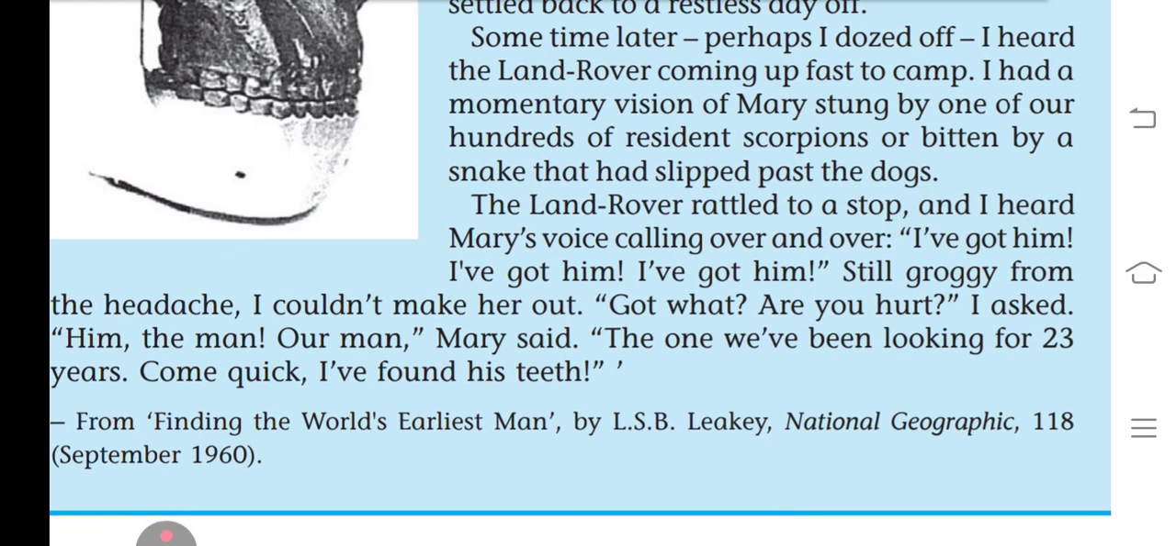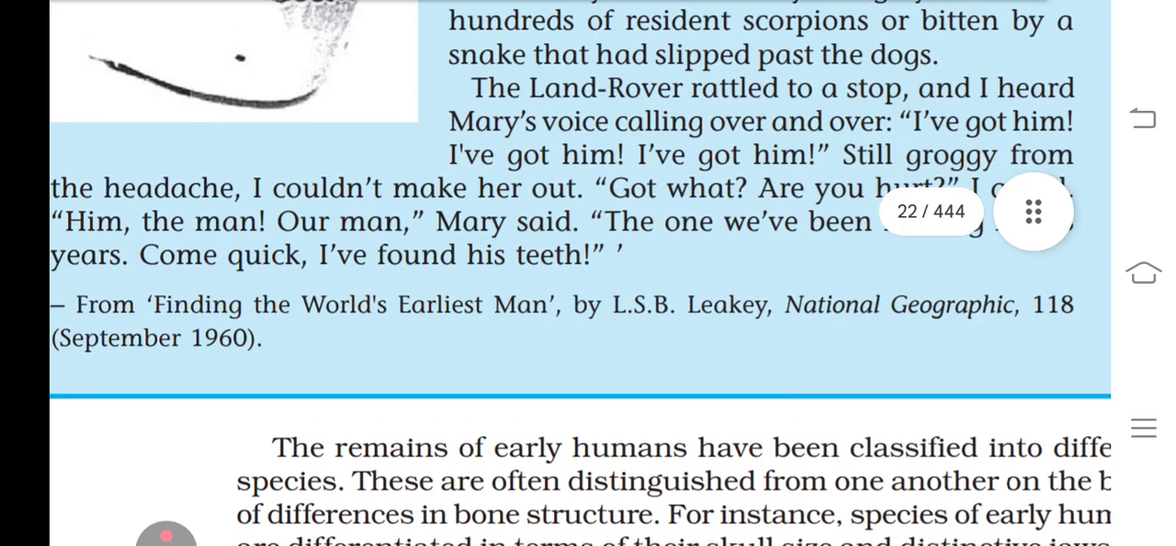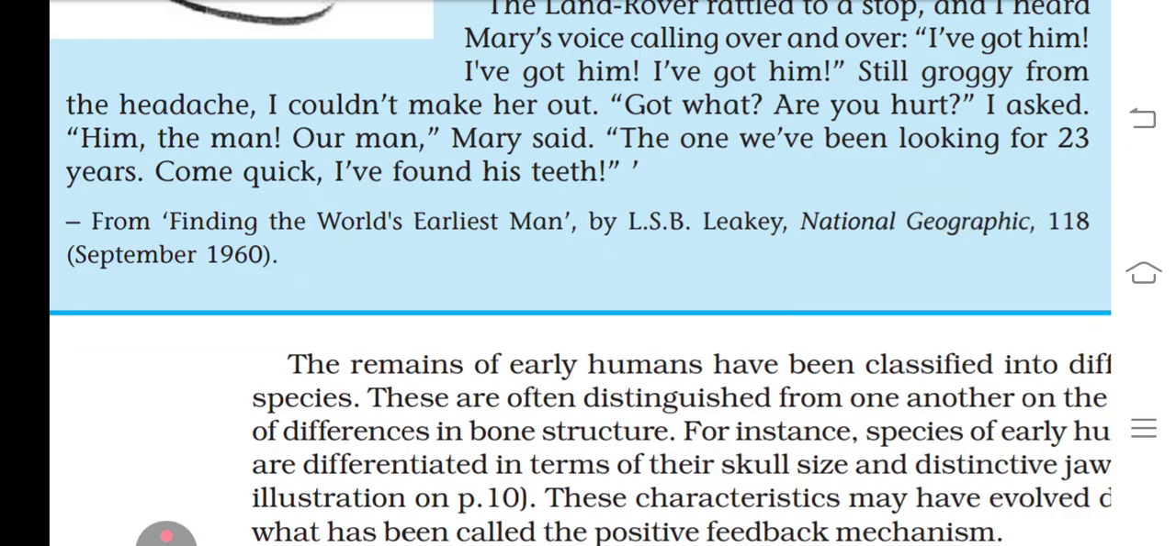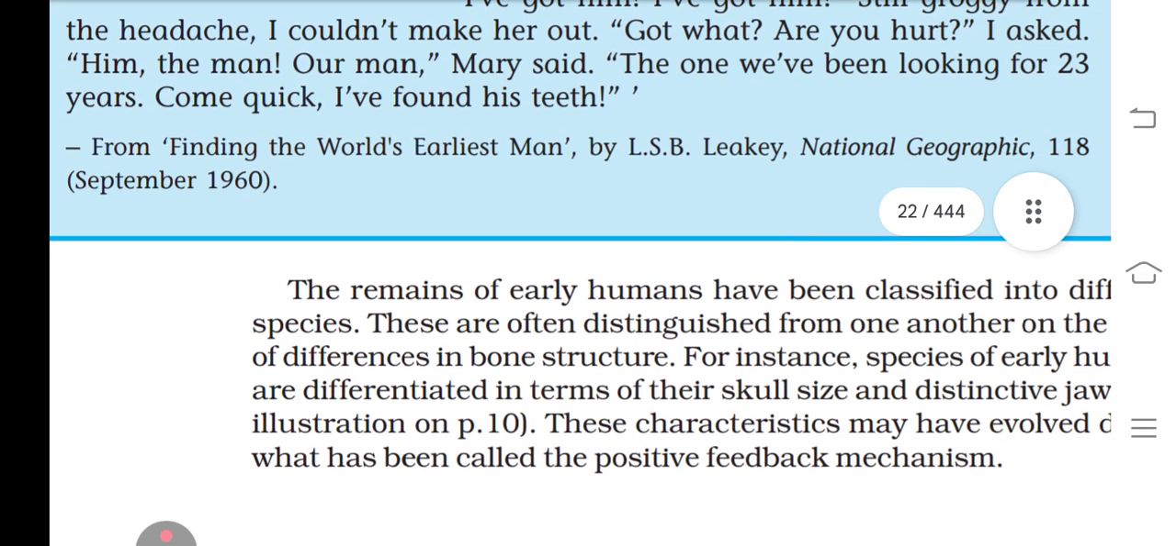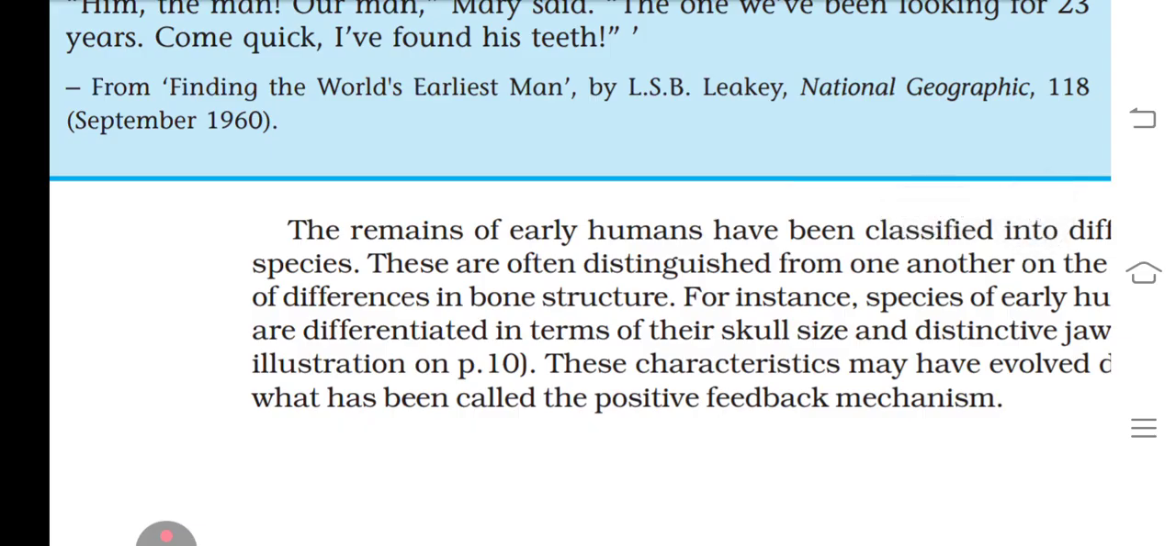Land Rover coming up fast to camp, and I had a momentary vision of Mary strengthened by one of four hours of residence, or a scorpion or bitten by a snake that had slipped past the dogs. The Land Rover rattled to a stop, and I heard Mary's voice calling over and over: I got him, I got him, the head itchy. I couldn't make her out. Got what? Are you hurt? I asked. The man, Mary said, the one we have been looking for 23 years, come quick. I have found him. I have found his teeth.